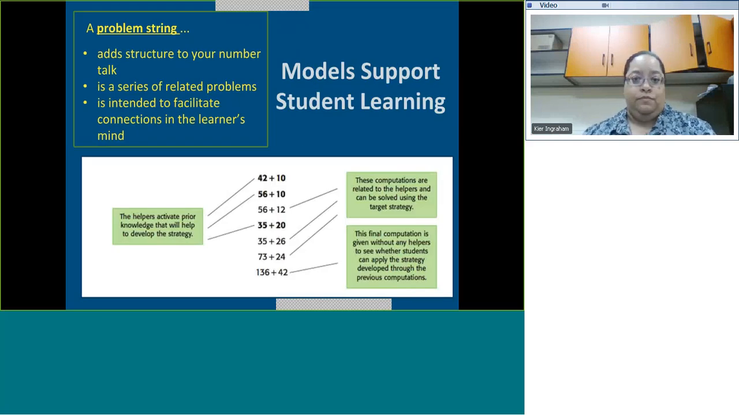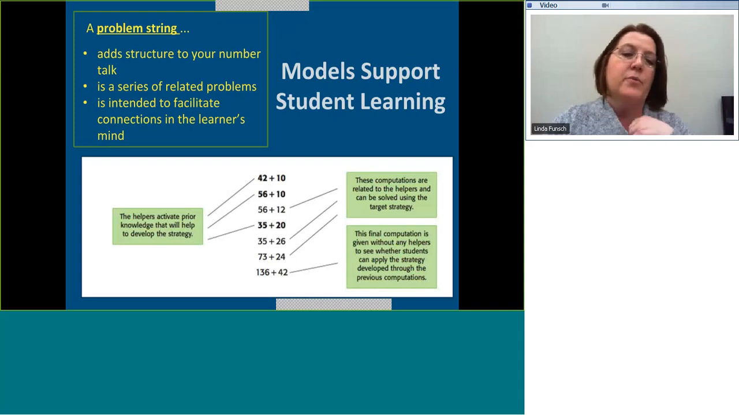So I'd like to talk about problem strings. This is another really big idea in the work that Kira and I do with teachers. A problem string is literally a string of math problems that will help guide students down, I like to say, a neurological path, but it's a way of mental thinking about the math. So it adds structure to your number talk, or to maybe a little part of a lesson that you're doing.